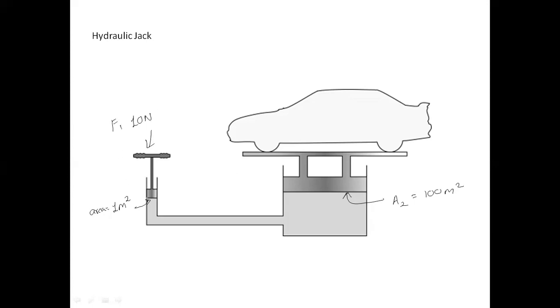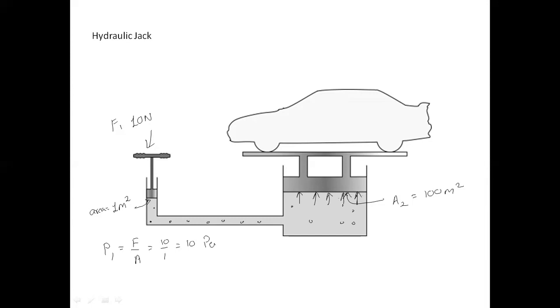So what will happen? I need to calculate the pressure exerted over here. What is the pressure formula? Pressure is equal to force upon area. We'll substitute the values, 10 upon 1, which is equal to 10. So now this 10 pascals will be applicable everywhere. According to Pascal's law, 10 pascals is here, here, here, here, here, in all the directions. Everywhere this 10 pascals will be applicable. This 10 pascals is also applicable on this piston.